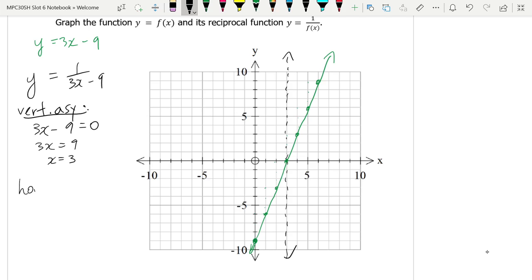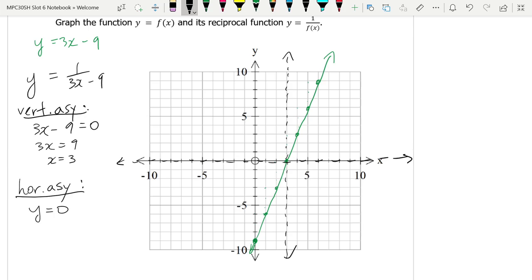For my horizontal asymptote, I need to just sort of logically reason out, what can y not be? Well, obviously, y can't be 0. And y equals 0 is the x-axis. There we go. So there are the 2 lines our graph can't touch.